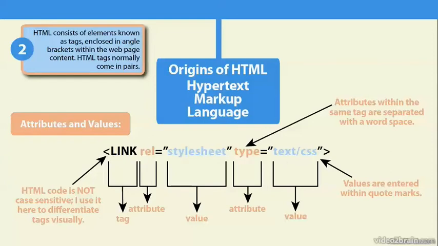Now, you're typically not going to be writing all your own code. You'll be using a program like Dreamweaver, but it is good to understand if you need to go in and look at the source code and get an understanding of what all these things mean. So in this particular example, I've got the link tag. I've added an attribute and I've added a value, and here's another attribute and another value. You'll notice that the attributes within the same tag are separated with a word space, and the values are entered within quote marks.